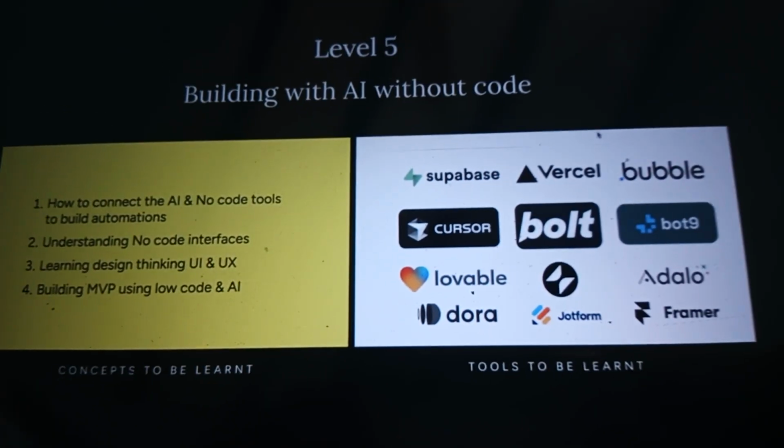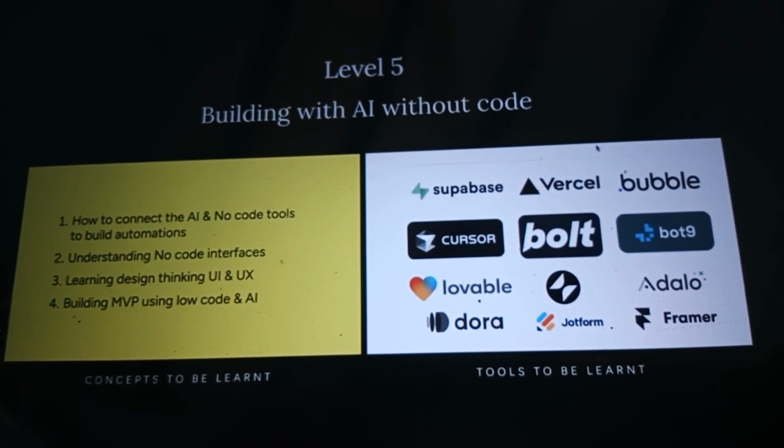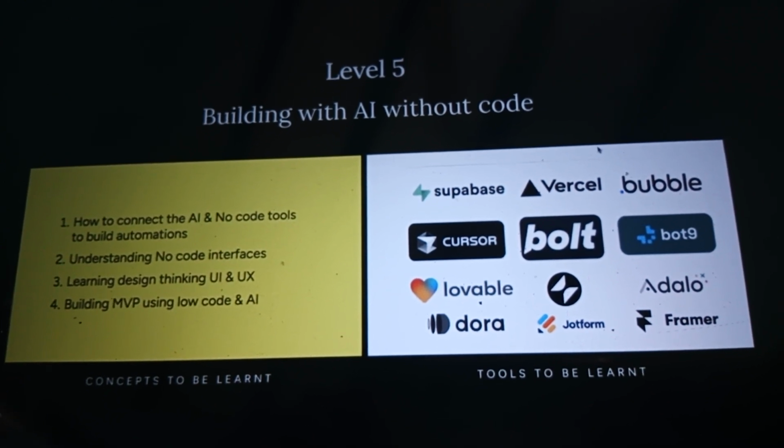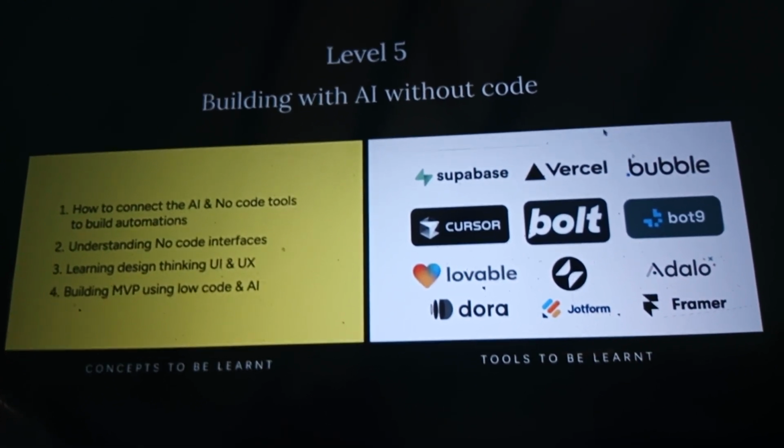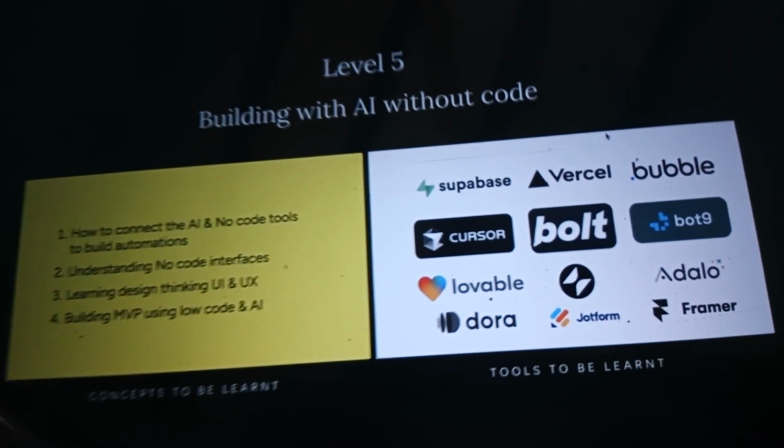And finally, level 5 is where you build stuff without writing, build products. Right now, we've been talking about AI agents. Right now, you can build solutions. You can design products.